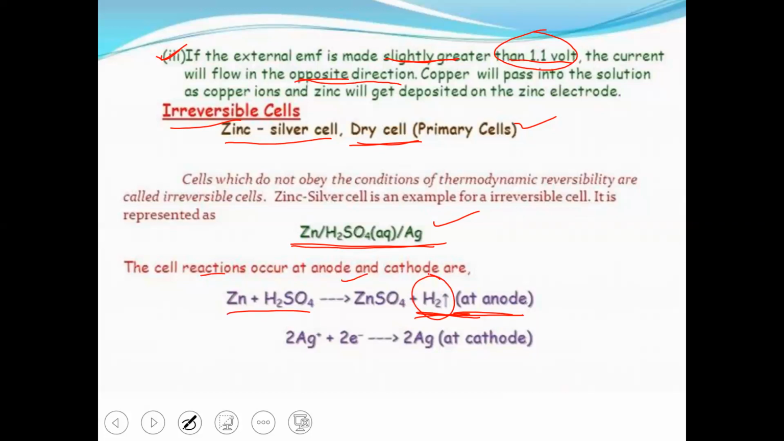Similarly here, when the silver ions absorb two electrons, they convert to solid silver at the cathode. At the cathode also, it is not a reversible reaction. It is an irreversible reaction. So when you observe these two reactions, we can easily understand the irreversible cell of the zinc silver cell.